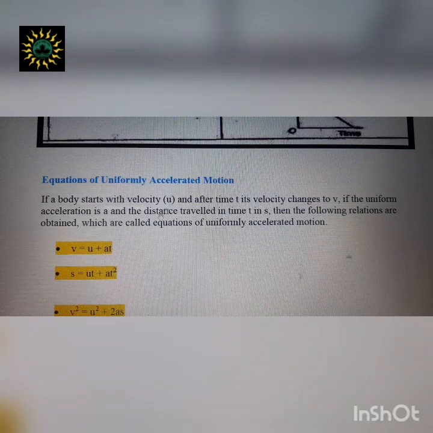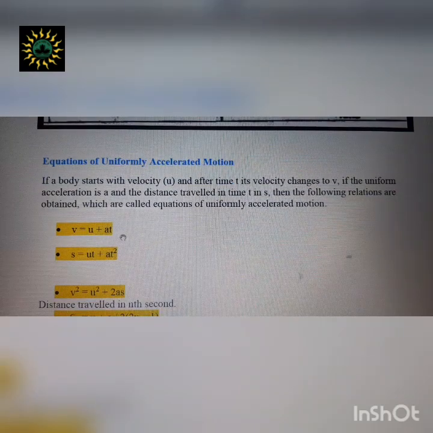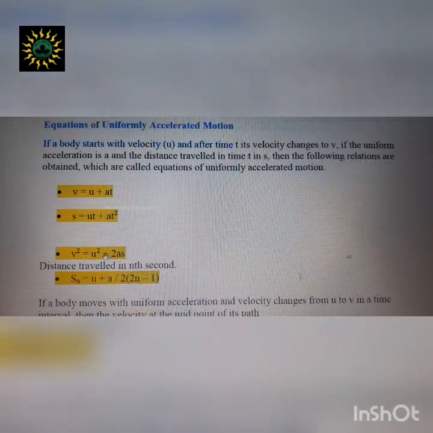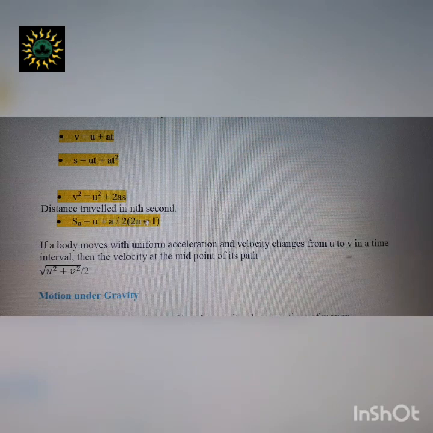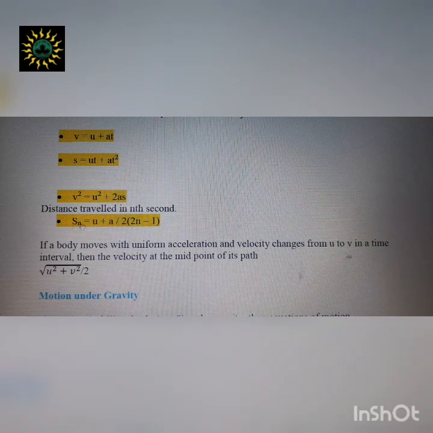Now for equations, you already know this: v is equal to u plus at, where v is the final velocity, u is the initial velocity, a is the acceleration, and t is the time, and s is the displacement. You know the formulas also, and this is the new formula, distance travelled in the nth second. There is no need for derivation right now. If it is possible in future, I will show how to derive this formula, but just for solving problems you have to remember these formulas.